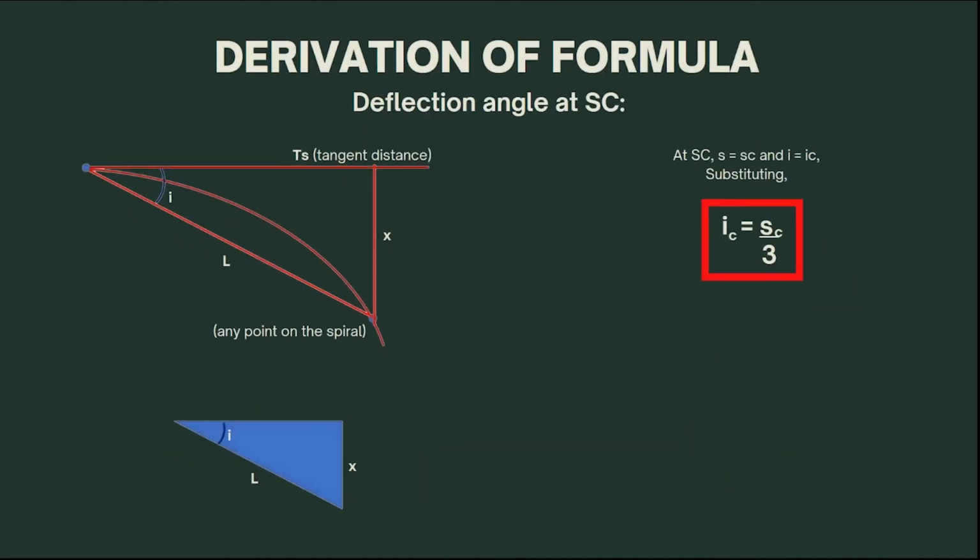Next, we look for the deflection angle at SC. To do this, we simply substitute S equals SC and I equals IC directly to come up with the formula IC equals SC over 3 for the deflection angle at SC.